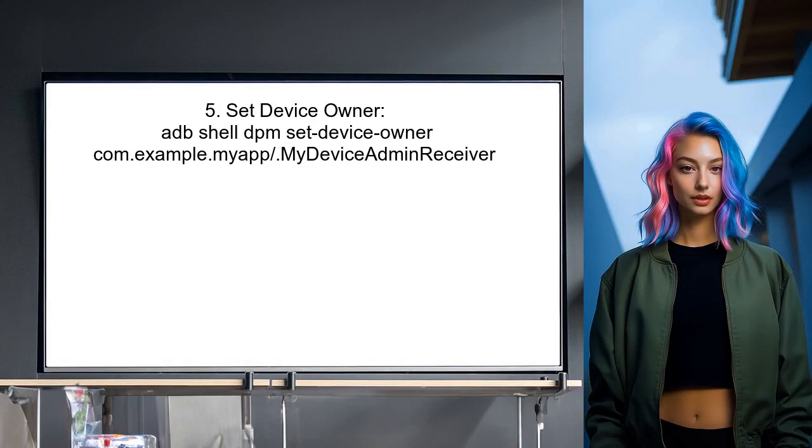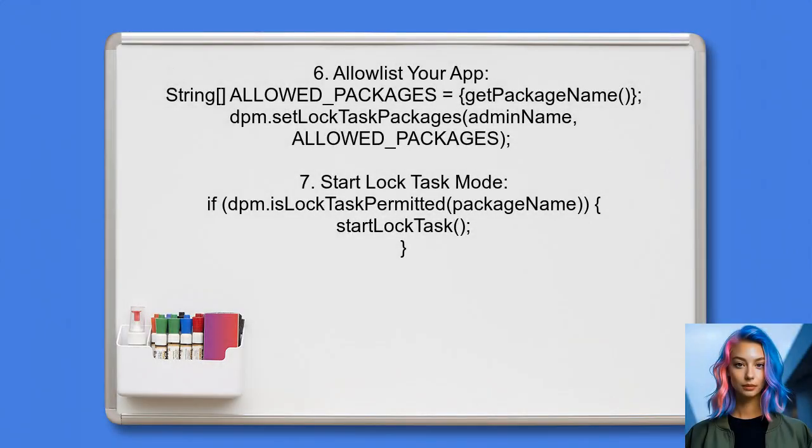After that, log out of all accounts on the device. Then, run a command to set the device owner. Finally, allow list your app and start lock task mode. This ensures your app can run in a restricted environment without interruptions.